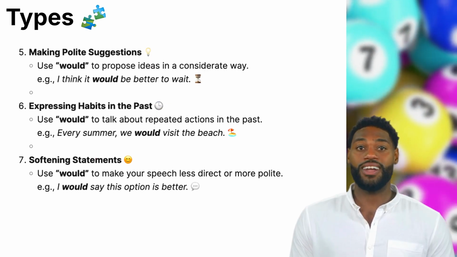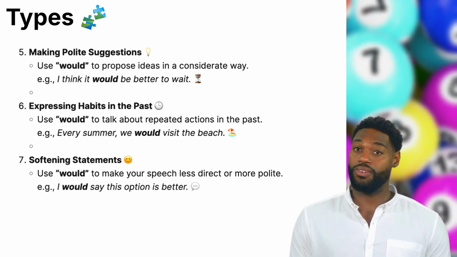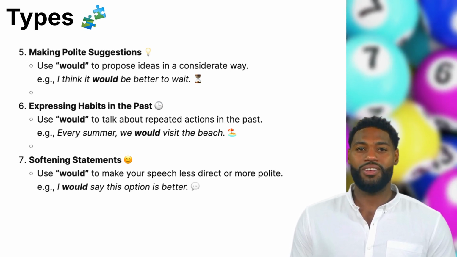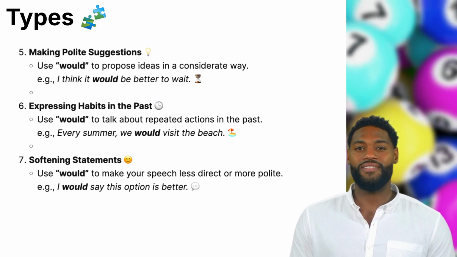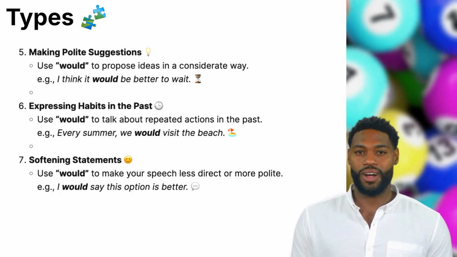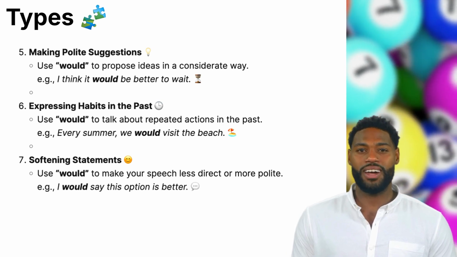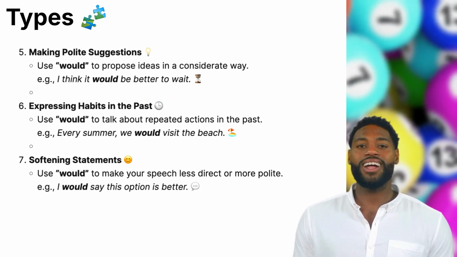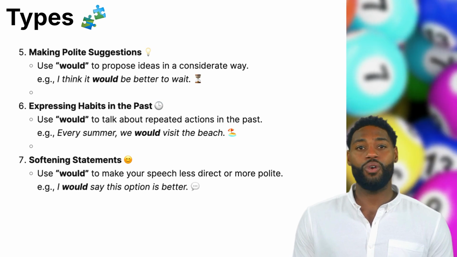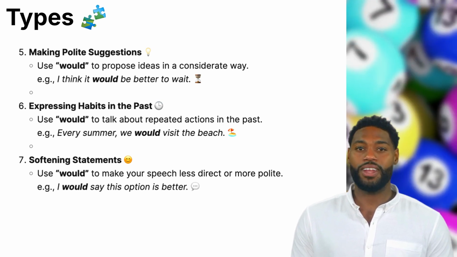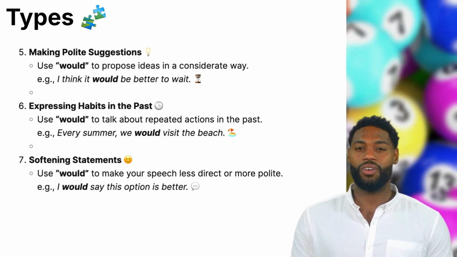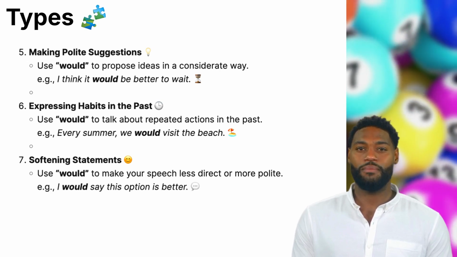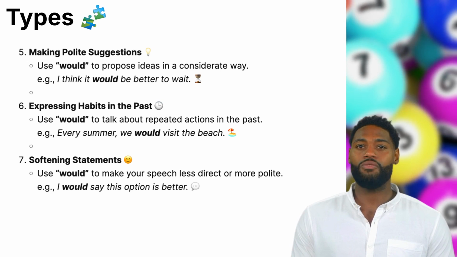5. Making polite suggestions. Use would to propose ideas in a respectful and considerate way. Example: I think it would be better to wait. This is a polite way to suggest waiting instead of saying, we should wait. It sounds softer and more diplomatic. More examples: It would be nice to meet up sometime. You would enjoy this book. Using would in suggestions makes your speech sound polite and non-forceful.